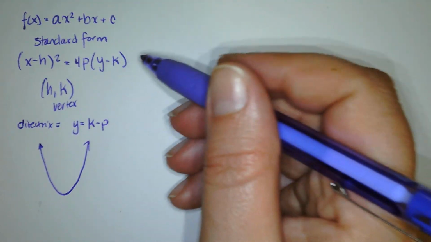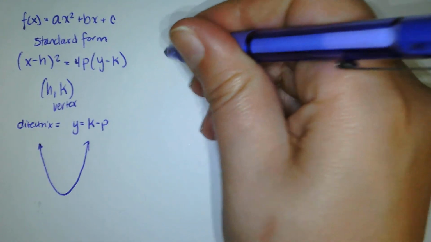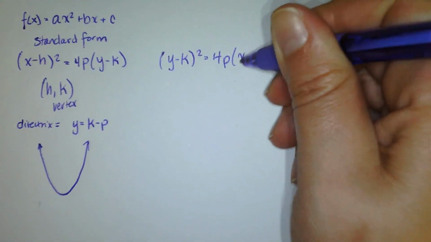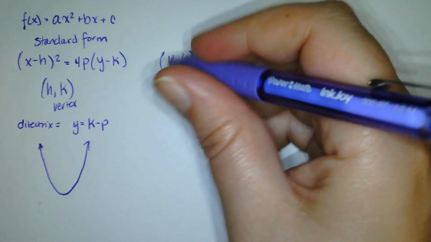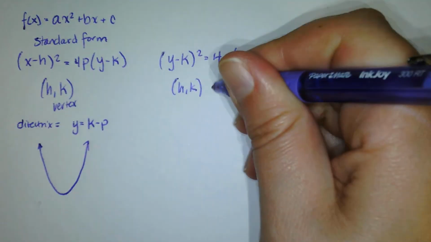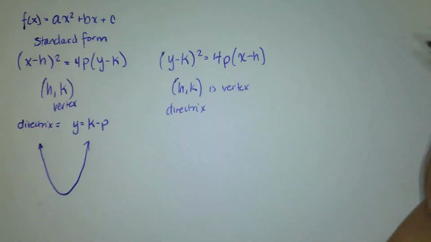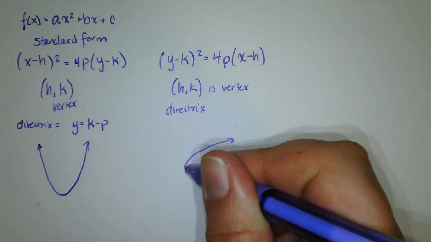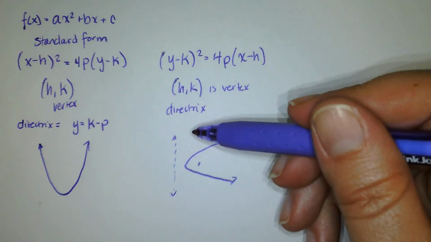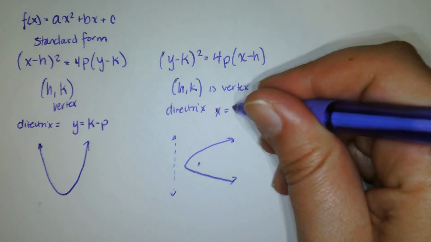Now, if we wanted to do a sideways parabola, all we would do is switch these values. We would do (y minus k) squared equals 4p times (x minus h), where (h, k) is still the vertex. The directrix now, because it's a sideways parabola, is this time a vertical line, and then the focus would be in there. So it's going to be x equals h minus p.